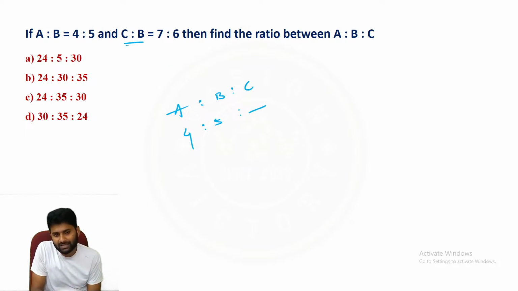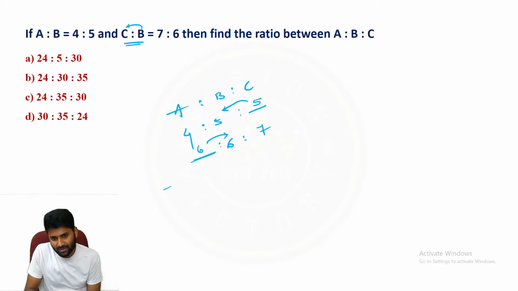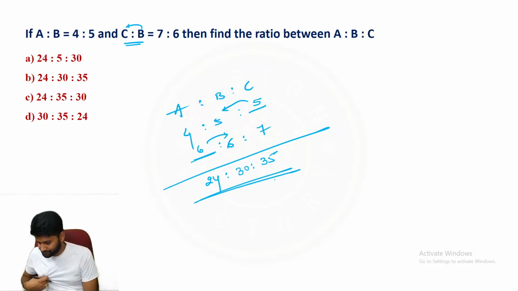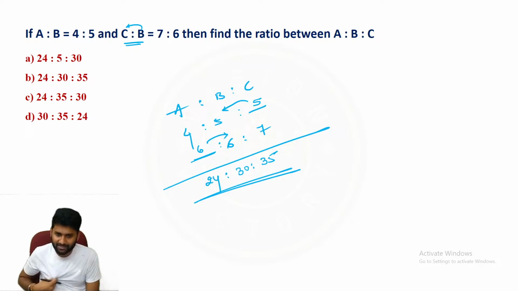Guys, don't consider C is to B, take the order B is to C, 6 is to 7. Here we have to replace with this value. Guys, always replace with this element. 5 replace with 6. Finally, 24 is to 30 is to 35. 24, 30, 35 is the correct answer. B is the correct one.